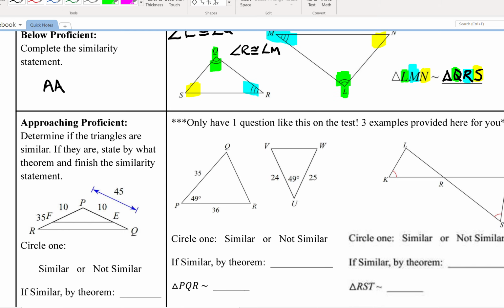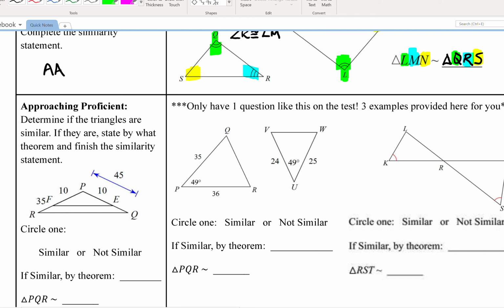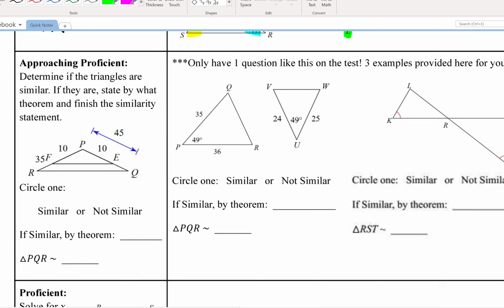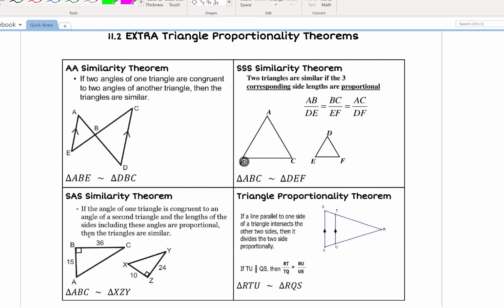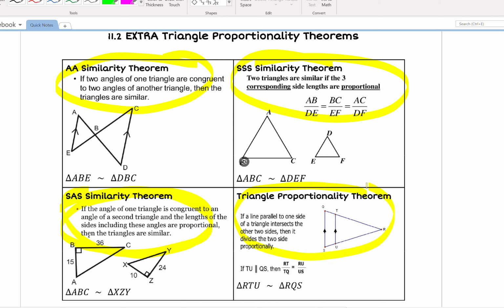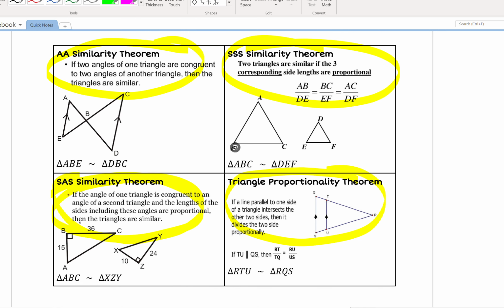Now this next one, the approaching proficient question, is to determine if the triangles are similar. If they are, state by what theorem and finish the similarity statement. Let's take a quick look at other theorems. There are a number of different theorems for proving similarity. I'm not going to go through them all. I do recommend that you study them and practice them in your homework. But I will go through the one that applies here, which is the side angle side similarity theorem.